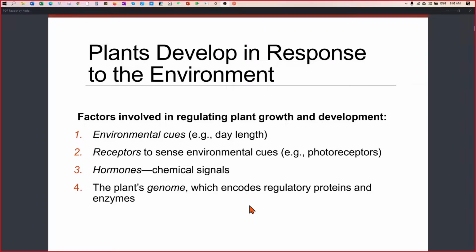These are the chemical signals that will relay the information first perceived by the receptors. And finally, not really the ultimate final, but to some degree, the plant's genome, which encodes regulatory proteins and enzymes, is triggered to do something specific. So remember, we're working from outside towards the inside. You have whatever signals are coming from your environment. It can be light, temperature, wind, and so on. The whole body of the plant is equipped with various receptors, and these receptors sense these cues or signals from the environment. And then, can these receptors go straight to the genome to do something about it? No.